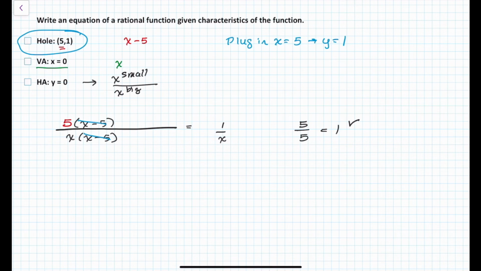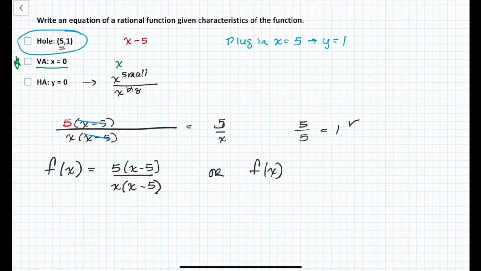So again, I need to make sure and write my answer as an equation. And so I can write f of x equals 5 times x minus 5 all over x times x minus 5. And unless you're told otherwise, remember, just leave it like this in factored form. And this isn't the only correct answer. Another correct answer that works and meets all the criteria above would be this one.